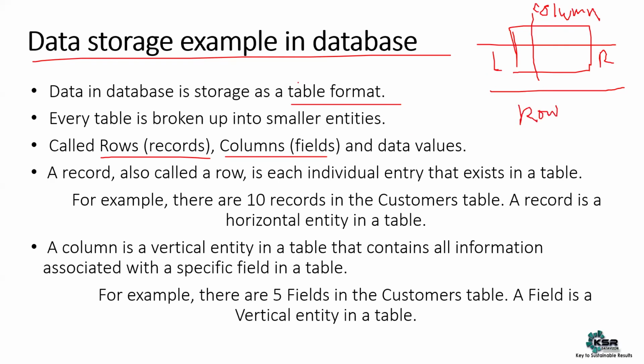So any table which is created in a database has two entities. Always make sure you have two entities: one is row, one is column. If you have row and column, it is very easy to store that information in a specific table, in a storage, or maybe in a database. Now, row is also called a record. Column is called a field. A vertical entity is called a field, and a horizontal entity is called a record.